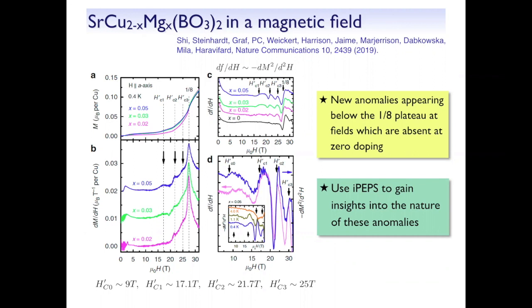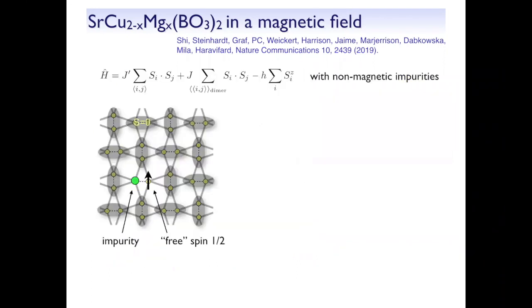And as we heard in her talk, there are new anomalies appearing here below the 1/8 plateau, denoted by HC1 to HC3. And if you zoom in, there's even another anomaly at even lower field. Right? And from the iPEPS side, our goal was to get an understanding of the nature of these new anomalies. Now, if you dope the system with magnesium, this induces non-magnetic impurity sites.